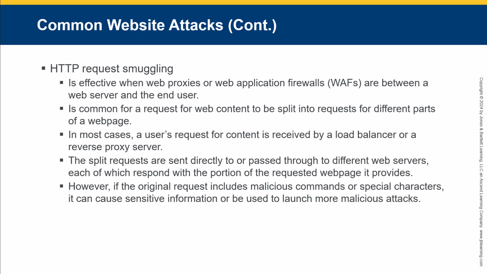We also have request smuggling. In this process, it's basically effective when the web proxy or web app firewall are between a web server and the end user. It's common for a request for web content to be split into requests for different parts of the web page. In this case, the user's request for content is received by a load balancer or some type of reverse proxy. These split requests are sent directly to or passed through different web servers, each of which responds with a portion of the requested content.